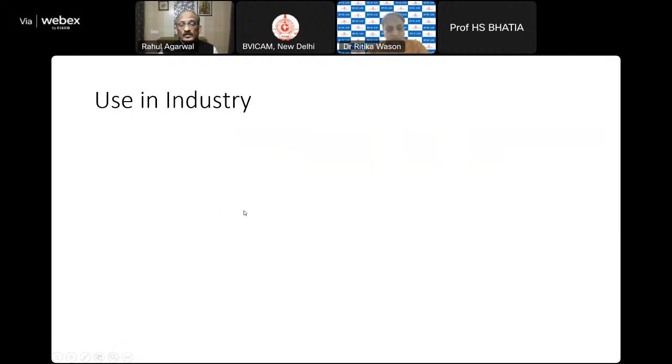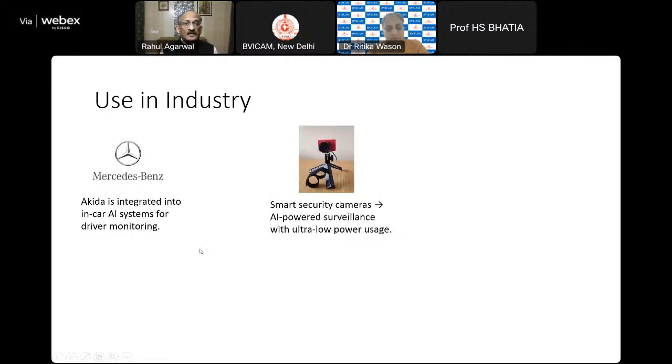This is being used in industry, like Mercedes-Benz is using the Akida processor to integrate it into the in-car AI systems for driver monitoring. So while driving, if the driver is feeling tired and sleepy, then the cameras can detect that, and they can warn. Similarly, there are smart security cameras which are AI powered, and they can provide surveillance much faster.